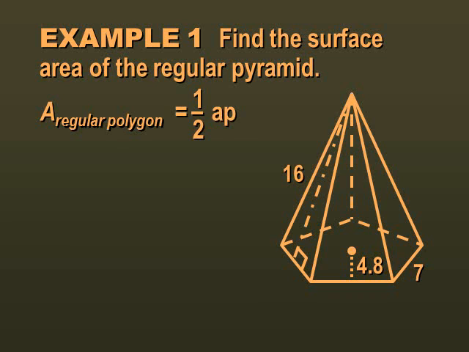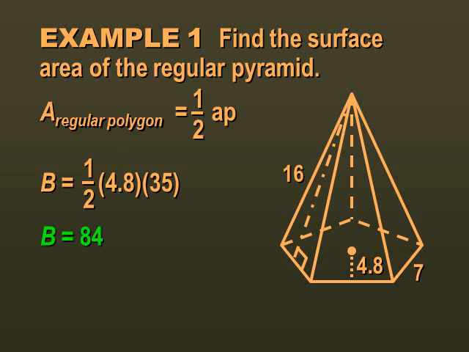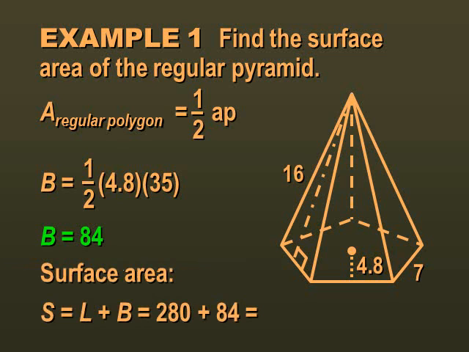Now remember, I need to find the base as well. So that's half apothem times perimeter, and I have both given to me. The perimeter is 7 times 5, which is 35, and my apothem is 4.8. So now I have the area of the base, and I need to add that to my lateral surface area. I only have one base, so together they're 364 square units. As you notice, I took apart this pyramid into all the surfaces that I needed to find.